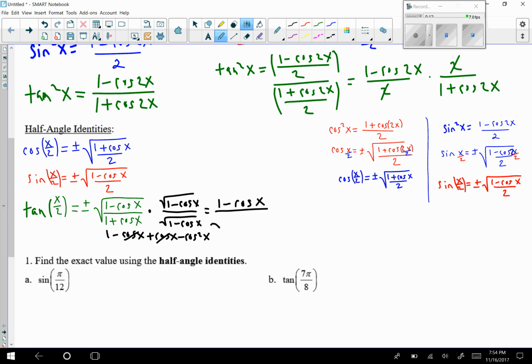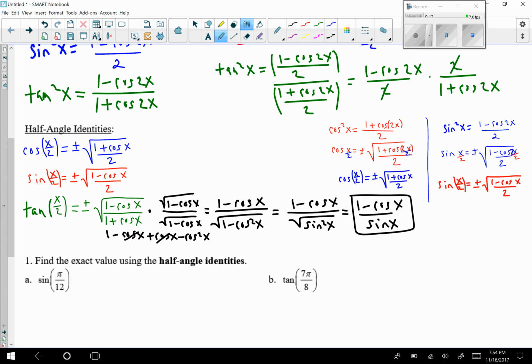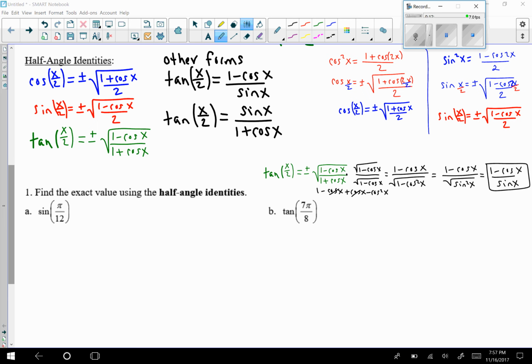So you have the square root of 1 minus cosine squared x, which we know by the Pythagorean identity is equal to the square root of sine squared x, which we know is equal to sine x. So 1 minus cosine x over the sine of x. So this is another form of the tangent half angle identity. And so these would be the other forms that we have for the tangent of x if we were to similarly multiply by the conjugate of the numerator.